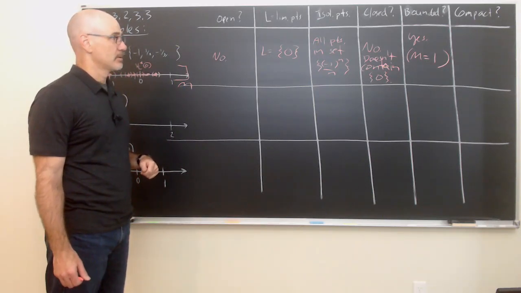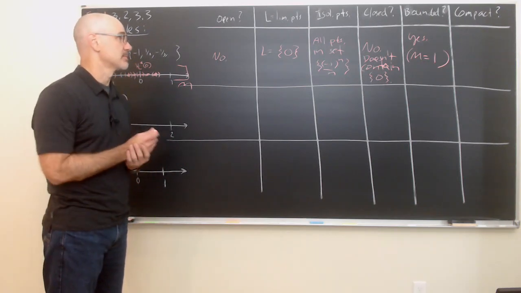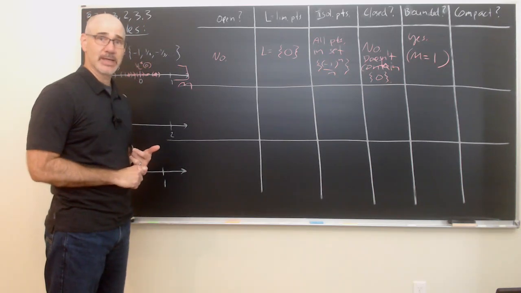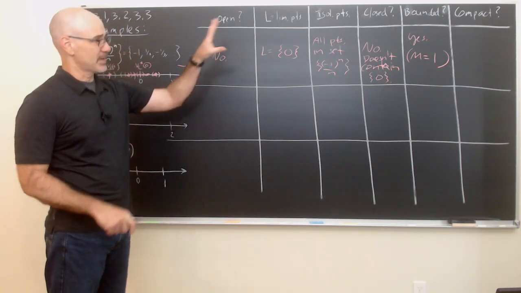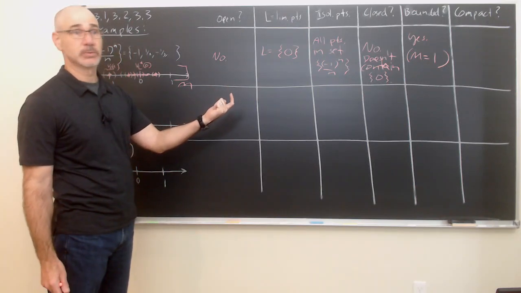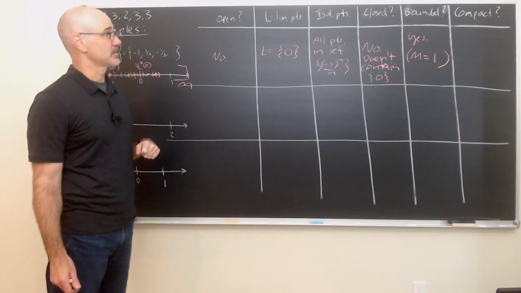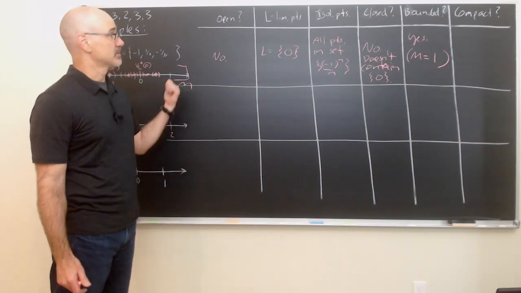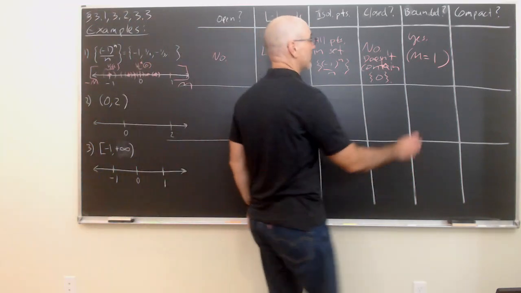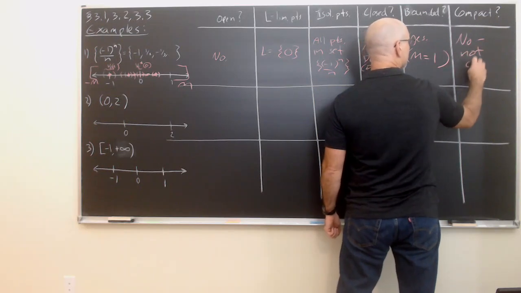Thankfully, we have a theorem that simplifies figuring out compactness for us, and that's the theorem that says a set is compact if and only if it is both closed and bounded. So really this last column in the examples is just a matter of looking at the previous two. If it's both closed and bounded, it's compact, otherwise it isn't. This first example wasn't closed, so it can't be compact. So no, it's not compact.